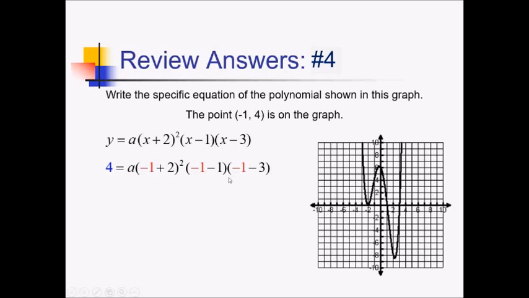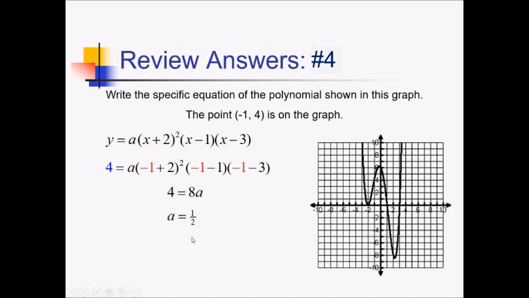Cleaning things up a little bit on the right side, negative 1 plus 2 is just 1. Squaring that, still 1. So that's just 1a, so that doesn't really change a whole lot. Next we have a negative 2 and a negative 4. Multiplying those gives me a positive 8, so I end up with 8a on the right side. Dividing by 8 to get my a value, I've got 4 over 8, which is really 1/2 if you reduce that.